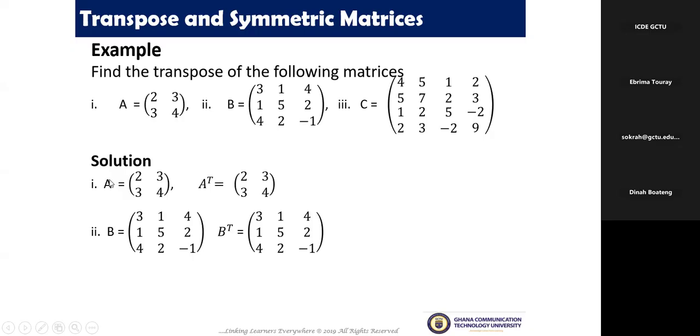That is all. Look at the second example. Look at the transpose. Compare the transpose to the original matrix. What do you see? They are equal. They are the same. And so you call the original matrix B symmetric. That is all.